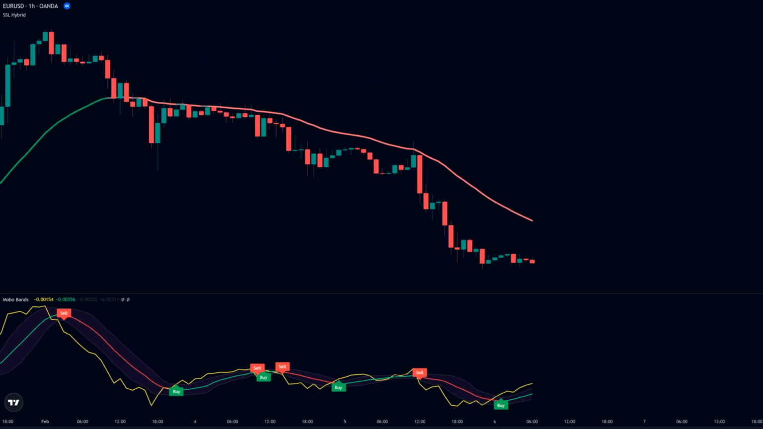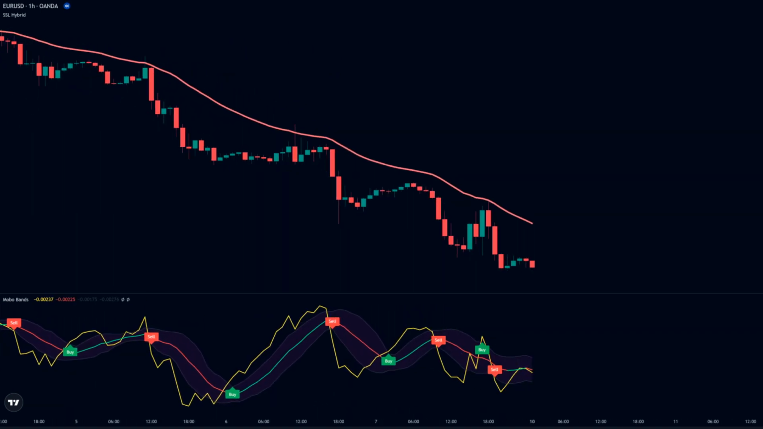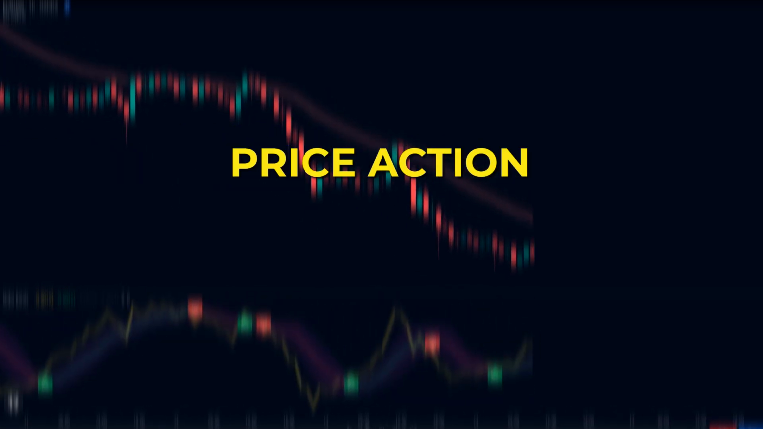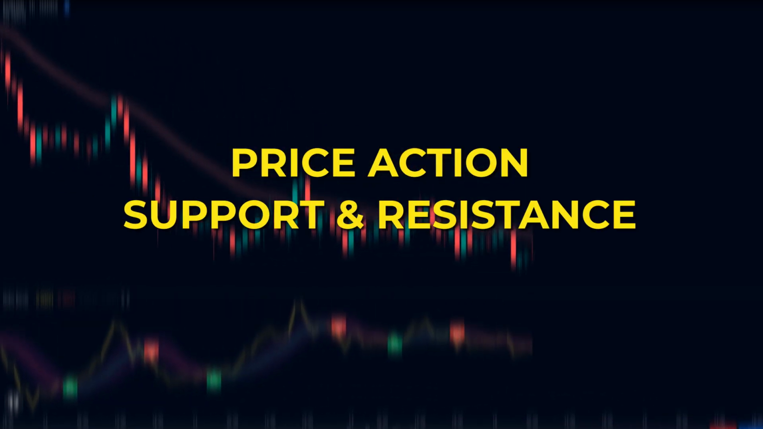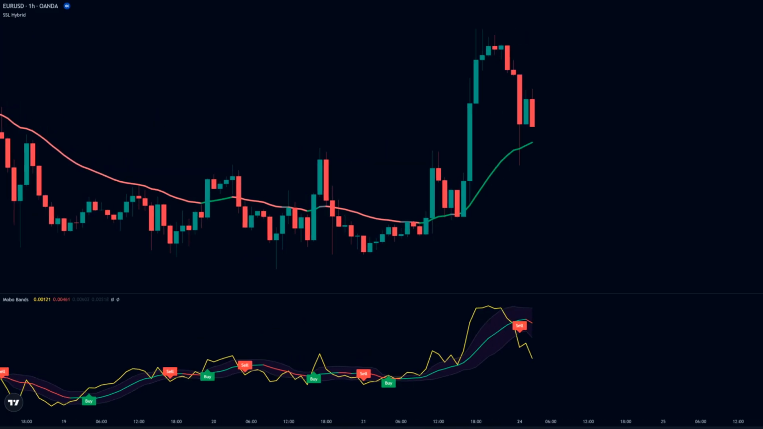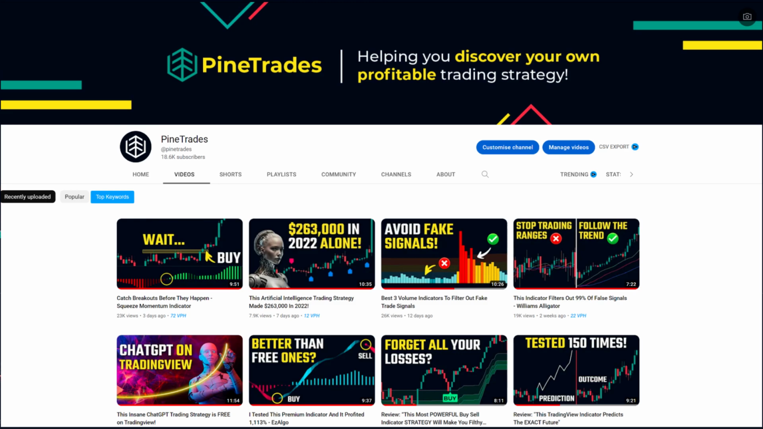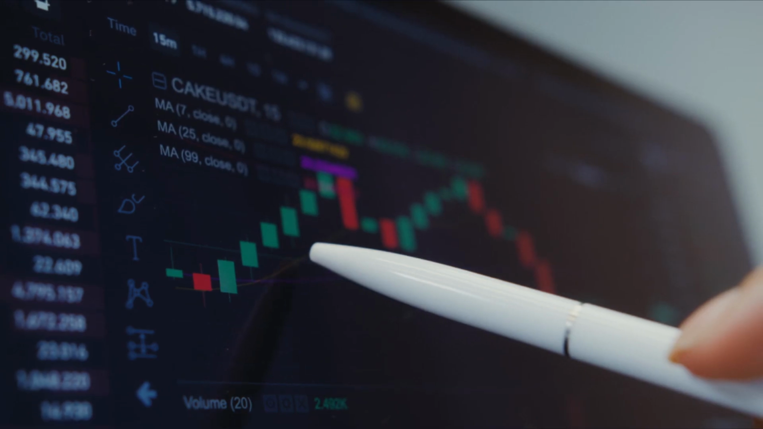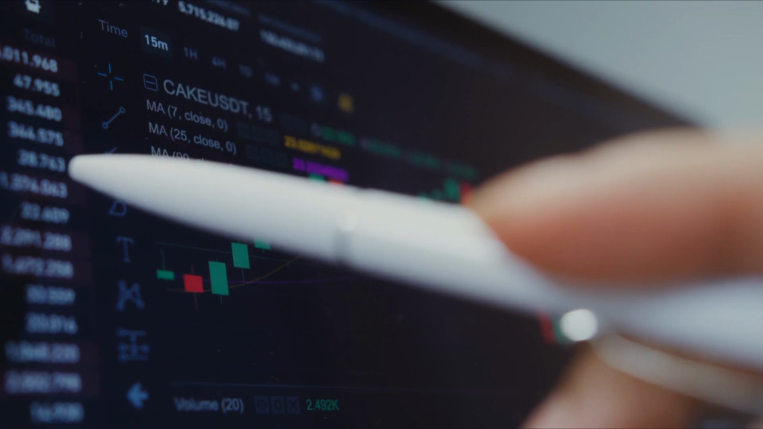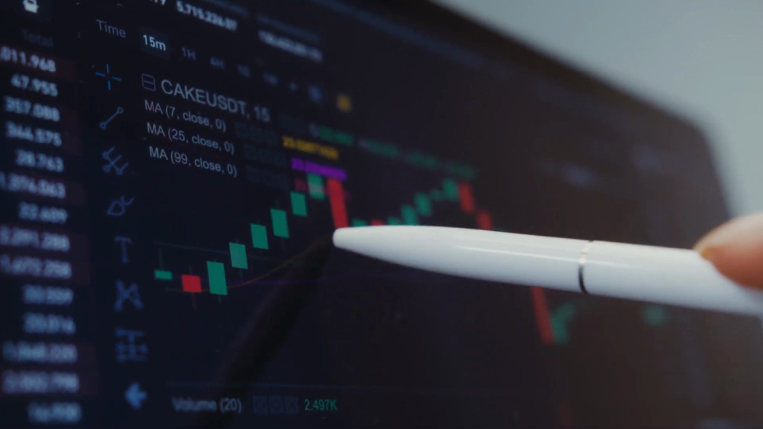This is just one of the many strategies that you can use with the Mobo bands indicator. You can even use it alongside price action, or support and resistance, or smart money concepts. The opportunities are endless. The goal of my YouTube channel is to just give you the basic ideas of trading strategies in form of indicator combinations upon which you can find the inspiration to create your own profitable trading systems.